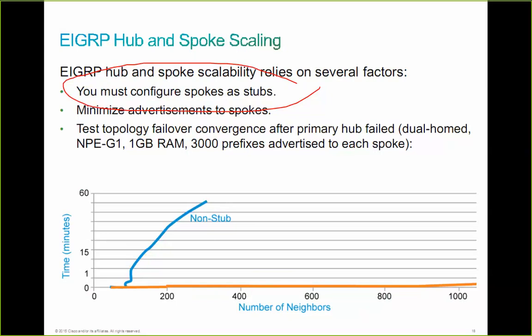It prevents queries from being sent from the hub to the spokes, number one. It also allows me to identify or limit the amount of information that the spokes are sharing with the hub as well, right? Whether you're doing connected, summary, receive only, whatever it might be. So it's limiting the amount of information that's being distributed from the spoke to the hubs, as well as limiting the query process to the spokes.